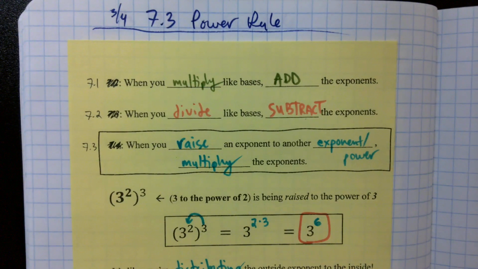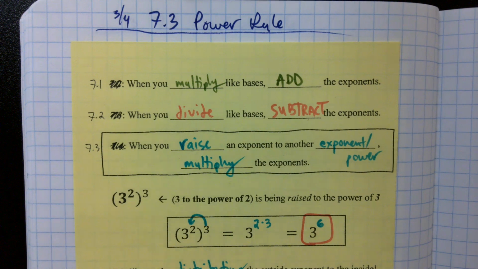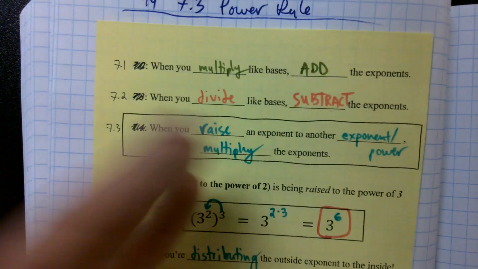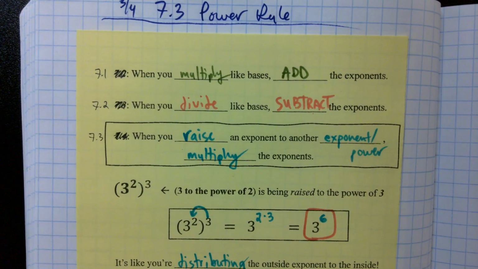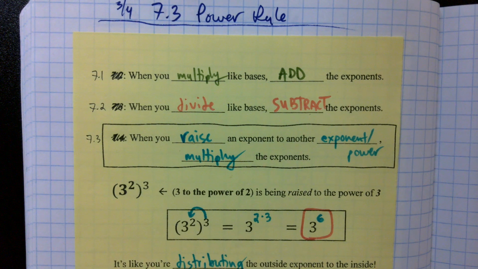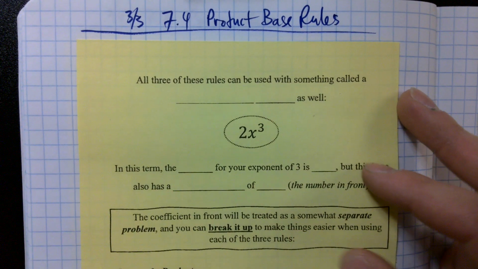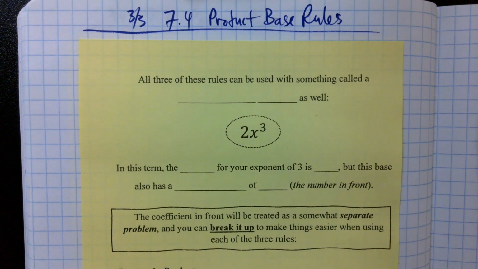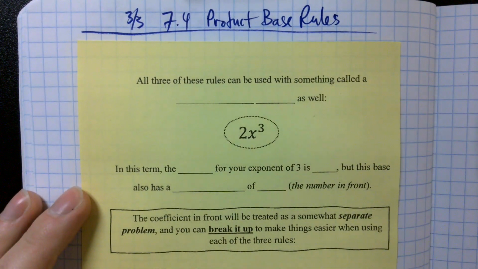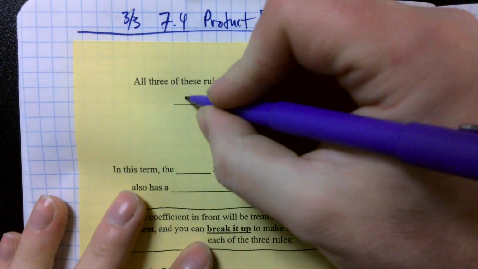Now, naturally, you would think, oh, the next rule that we're going to learn, we're going to divide the exponents. That's not the case. We never actually divide two exponents together. We only ever add, subtract, or multiply, okay? So now what we're going to do is take all three of these rules and kick them all up a notch by introducing a product base, okay?